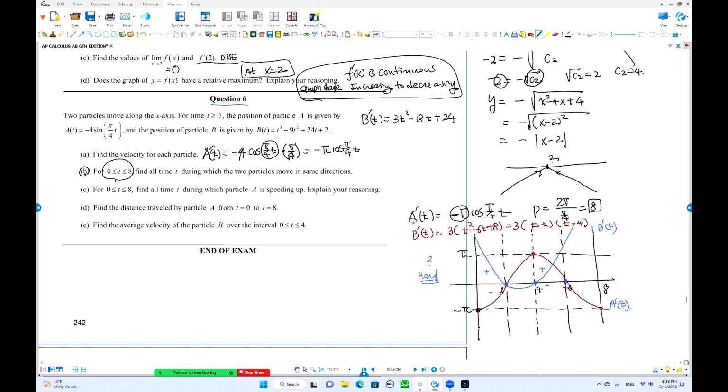The velocity of particle A is negative pi cosine of pi over 4 t. You know how to graph this one. Without using the graph it is a little hard. Cosine t graph, you have no problem graphing the trig function, right? Negative pi, that is the amplitude. The absolute value, pi, is the amplitude.